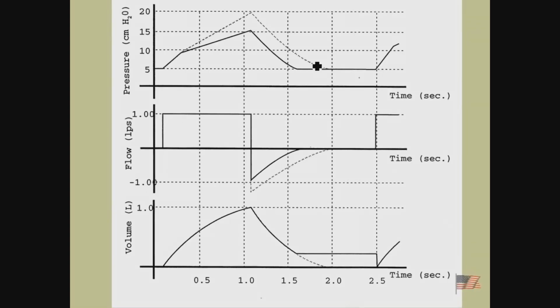Somewhere along the line. So let's take a look at this curve. A couple of things that we have here. We have a square wave flow pattern. So what type of breath is this? It's a volume-oriented breath, right? Because flow is fixed, I know that the pressure is going to be the variable component.